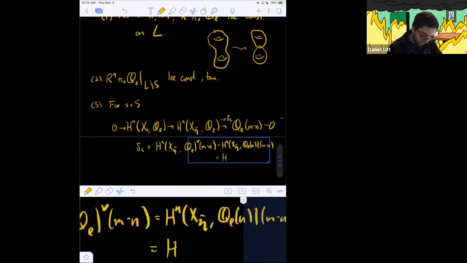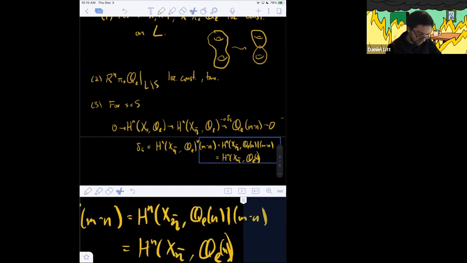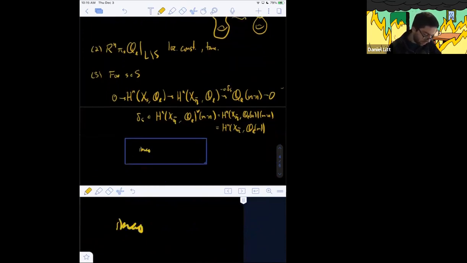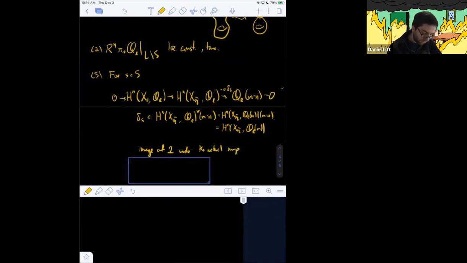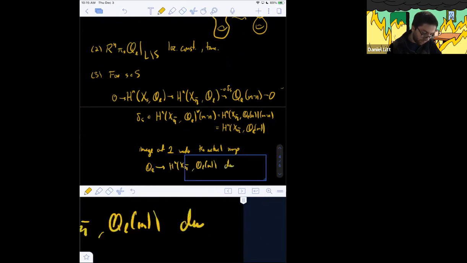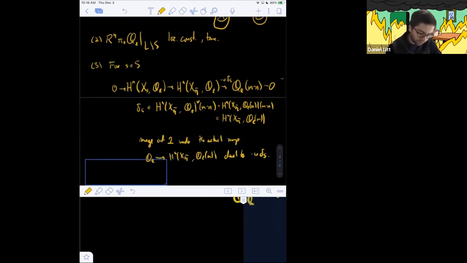So where does this live? This lives in Hn of X eta bar, QL of M, because N plus M minus N is M. So what is this? This is the image of 1 under the natural map QL to Hn X eta bar QL of M, which is dual to cupping with delta S. Okay, so this is just unwinding how cup products behave under Poincare duality.